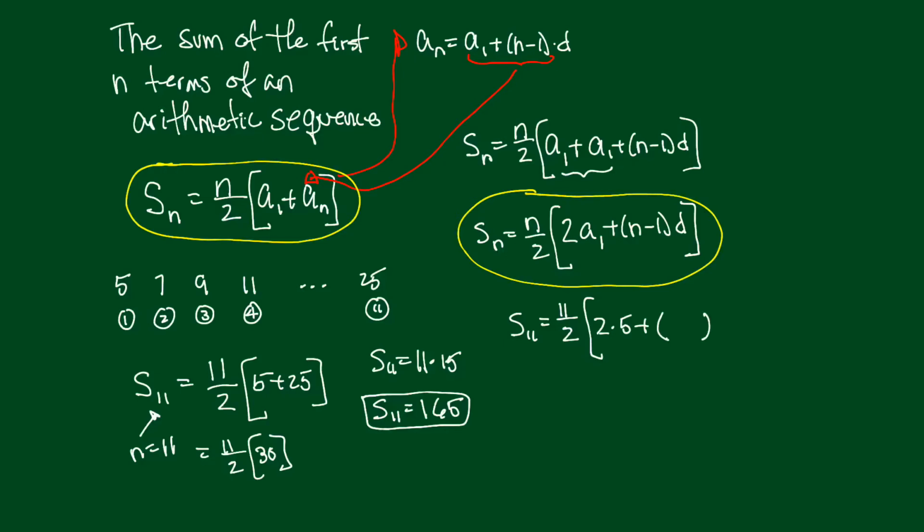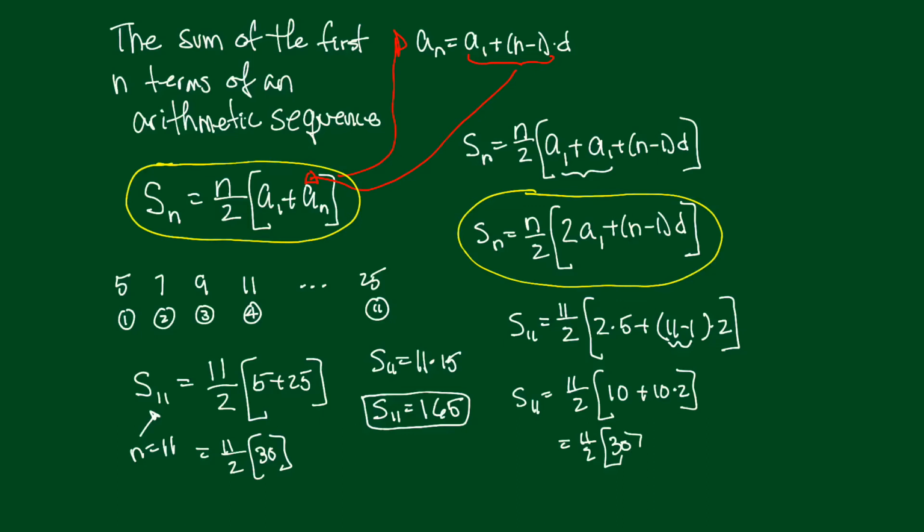now, what is this? N minus 1, right here. N is the term number we're looking at, 11. We want the 11 terms. So it's going to be 11 minus 1 times the common difference, which is 2. So we are going to get S sub 11 is 11 over 2 times this quantity, 10 plus, now 11 minus 1 is a 10 times 2. Let's just do it all at once. 10 times 2 is 20. 10 more is 30.